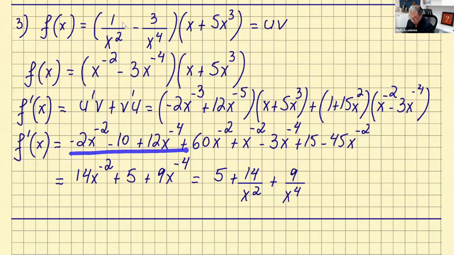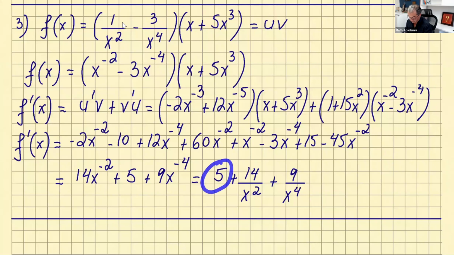If you combine like terms, again, you have negative 2x to the power of negative 2, 60x to the power of negative 2, x to the power of negative 2, and negative 45x to the power of negative 2. This is going to give you 14x to the power of negative 2. Negative 10 plus 15 is 5. And finally, 9x to the power of negative 4. 12x to the power of negative 4 minus 3x to the power of negative 4 is 9x to the power of negative 4. So change the negative exponents to positive.